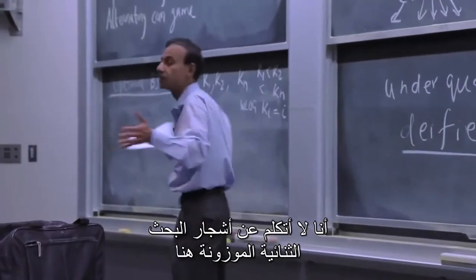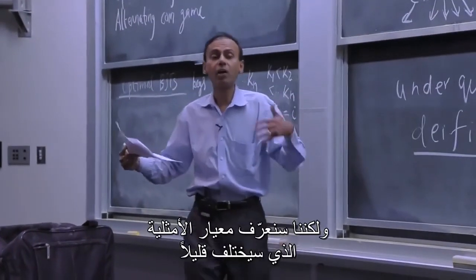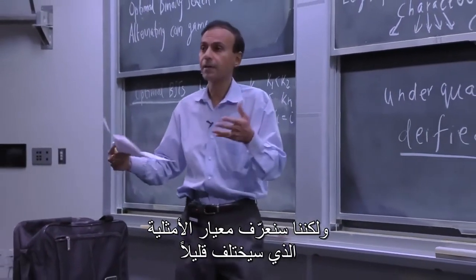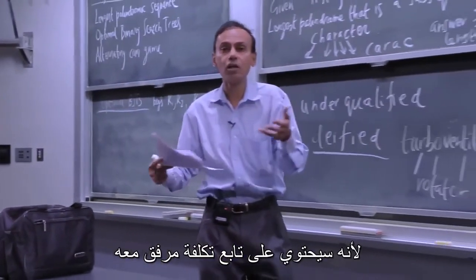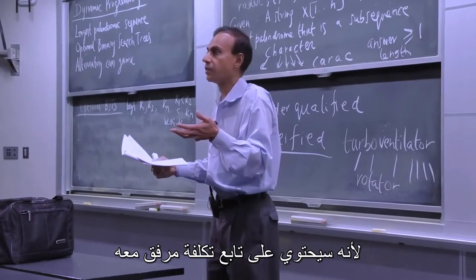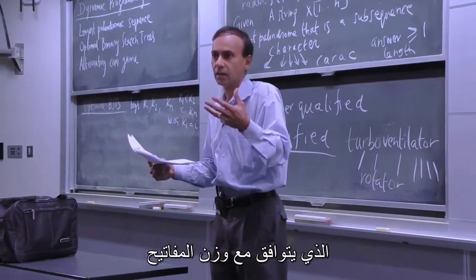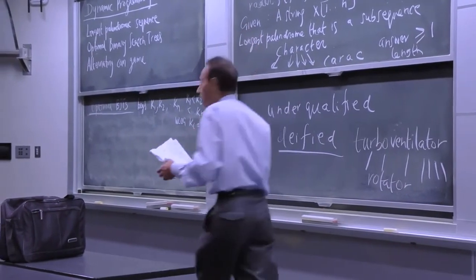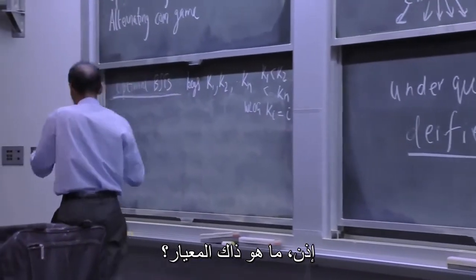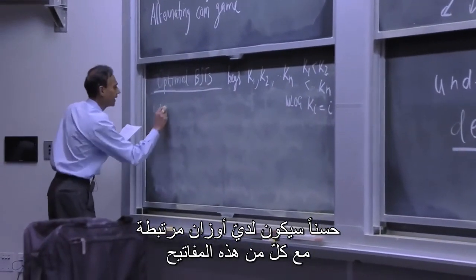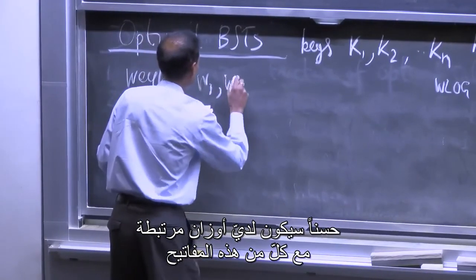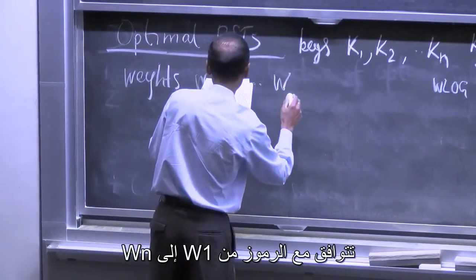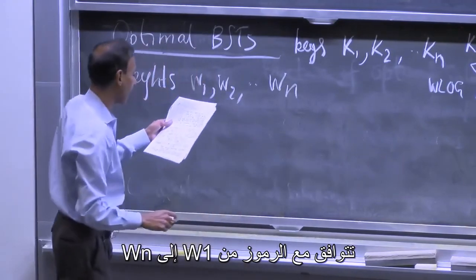I'm not talking about balanced BSTs here, but we're going to define an optimality criterion that's a little bit different from balanced BSTs, because it's going to have this additional cost function associated with it that corresponds to the weight of the keys. Okay? So what is that? Well, I'm going to have weights associated with each of these keys corresponding to W1 through Wn.